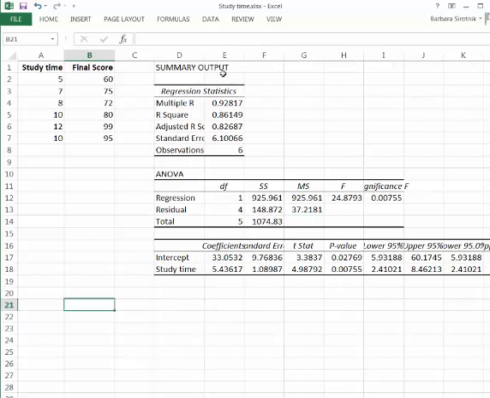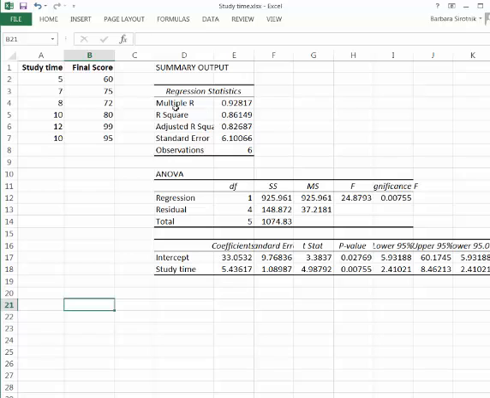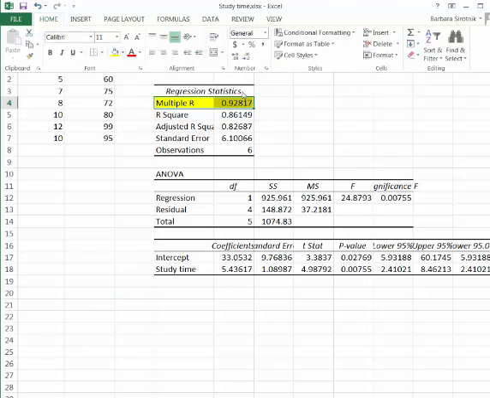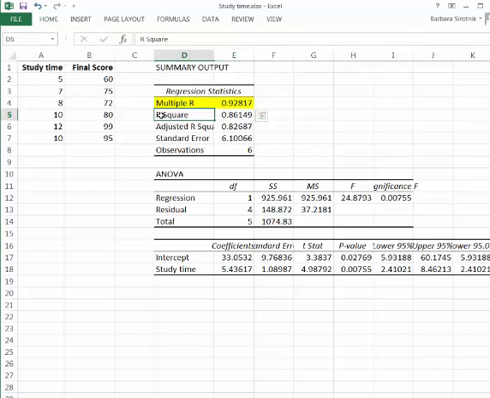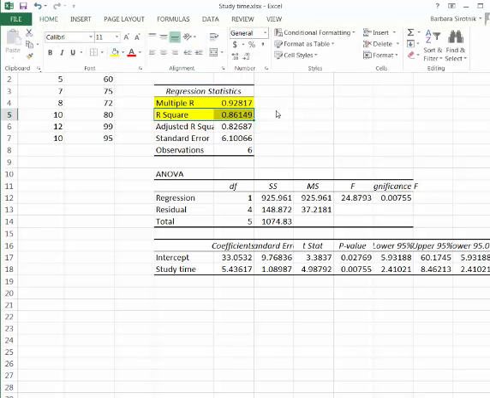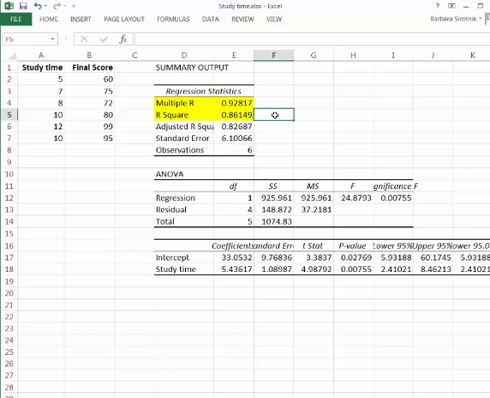So here we have a lot of information all at once. And let's go over the important parts of the information on the screen. First of all, multiple R. That is our correlation coefficient. Remember, I said the closer to 1 you are, the stronger a relationship you have. So it does look like study time is very, very strongly related to final exam score. I also have something new here called R squared, and the name of that is the coefficient of determination.